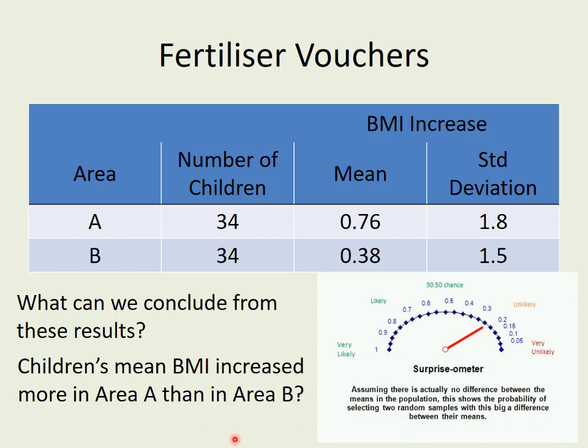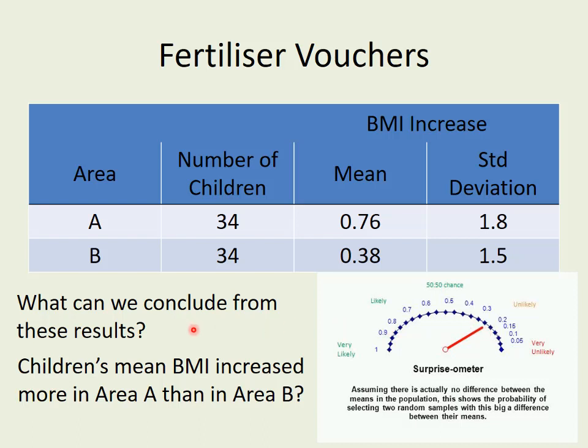And my answer, and most statisticians' answer, would be here that no, it doesn't show this. Because if we assume that, in fact, in the whole of area A and the whole of area B, the mean increase was exactly the same, then how surprising is it that we can choose a sample of 34 from each area and find this much difference in the mean? It's not very surprising. It could happen. A 25% chance that could happen. So this difference here is telling us that it could just be random chance. So it's not so surprising.